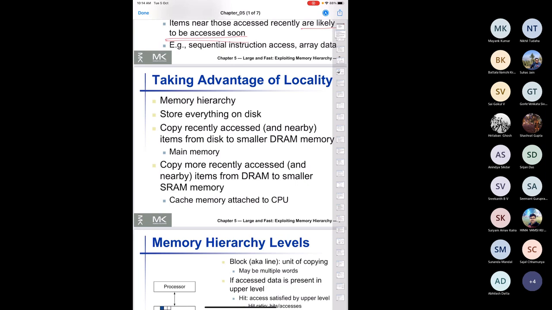Because we cannot afford that much fast memory, we implement something called a memory hierarchy, and take advantage of this principle of locality. If this principle of locality had not been observed in computer programs, it would have been difficult to adopt this memory hierarchy. What is a memory hierarchy?